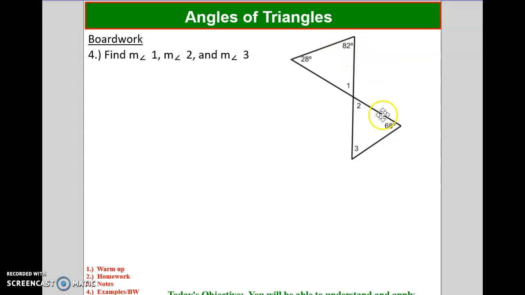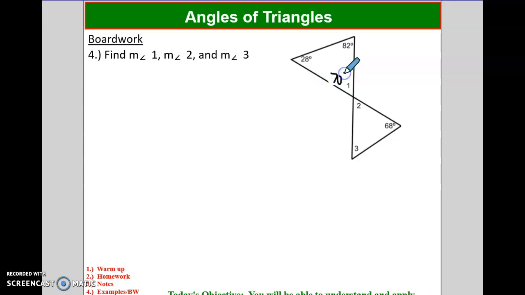Now, can we solve this bottom triangle? No, we only have two angles. Can we solve the top one, angle 1? Yes. Angle 1 is 82 and 28 added together, minus from 180. You get 70. So this is 70.